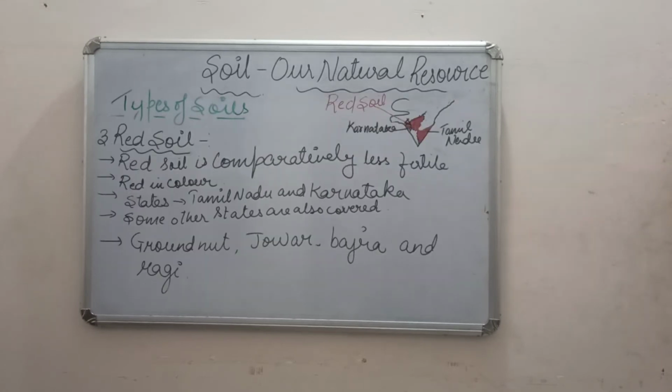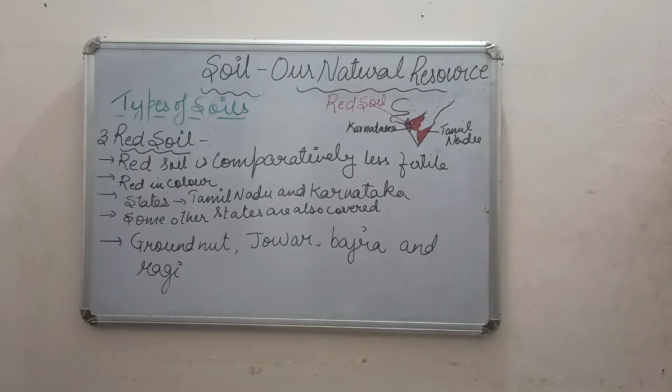So now, next in line is red soil. When we talk about the red soil, we know that it is comparatively less fertile than alluvial soil. And which color does it have? It is red in color. The name itself says red soil. And then which states are covered here?